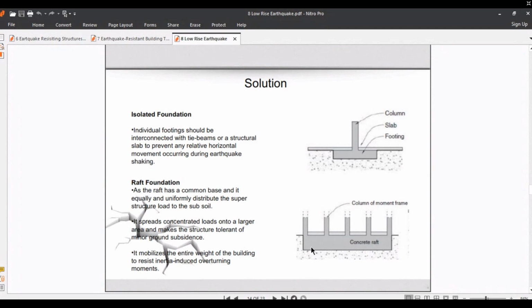In the raft foundations, we equally and uniformly distribute the superstructure load to the subsoil, reduce the earthquake energy, and absorb the energy of the earthquake, and this gives safety to structures and buildings.